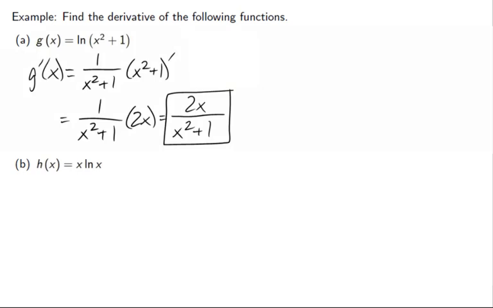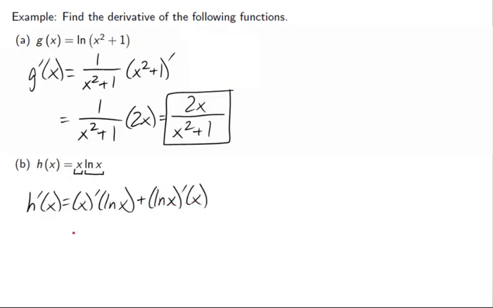Next example. This one requires the product rule. We've got x times the natural log of x. You've got a first term and a second term. Let's use our product rule. The product rule says you take the derivative of the first times the second plus the derivative of the second times the first. I just wrote all that out. I didn't take any derivatives yet.